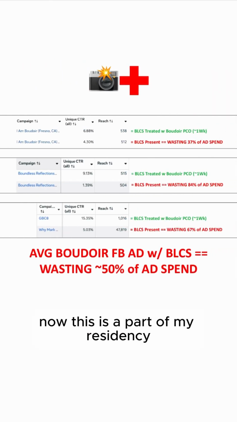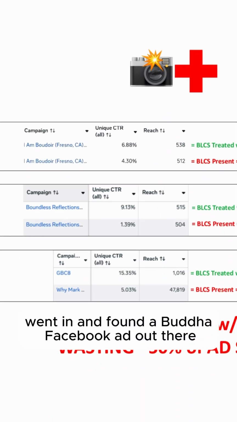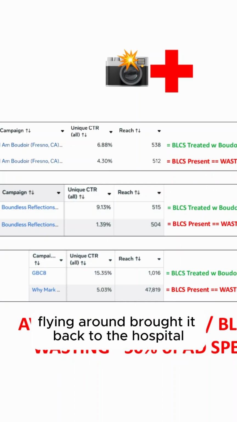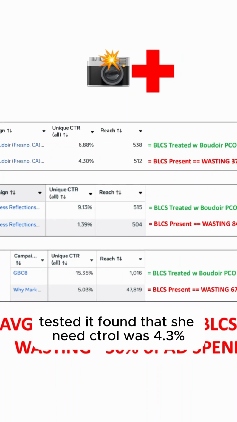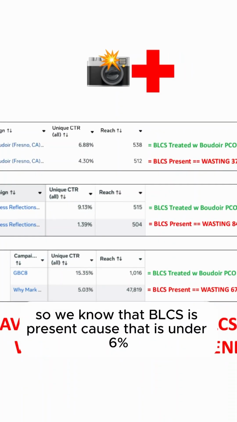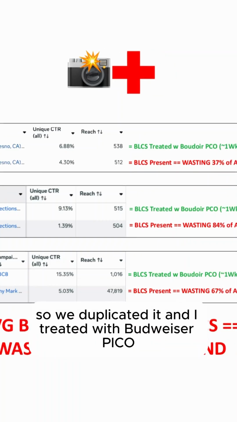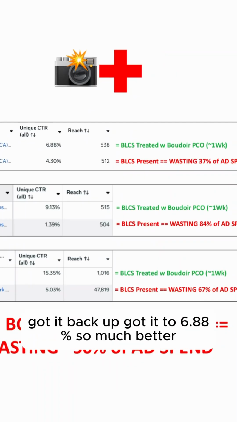Now, this was part of my residency. First part, I went in and found a Boudoir Facebook ad out there, flying around, brought it back to the hospital, tested it, and found its unique CTR was 4.3%. So we know that BLCS is present because that is under 6%. So we duplicated it, and I treated it with Boudoir Pico, took about a week, and got it up to 6.88%. So much better.